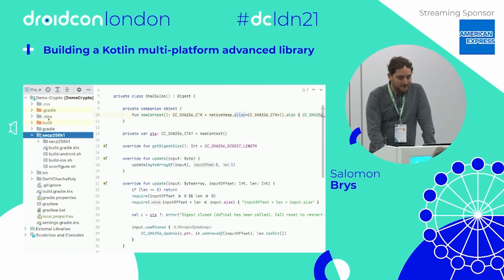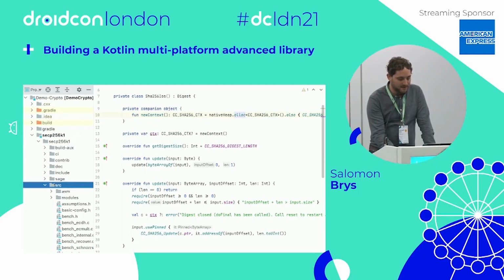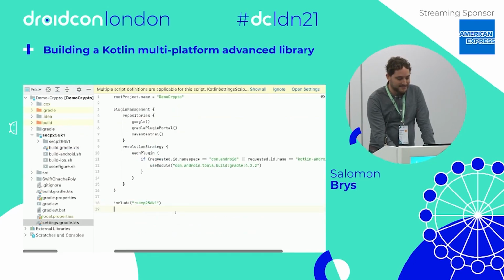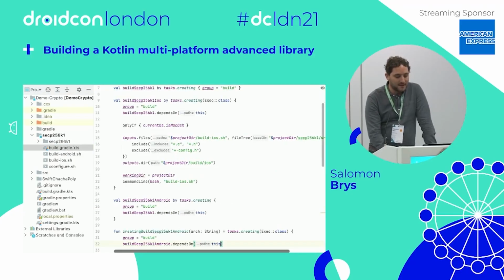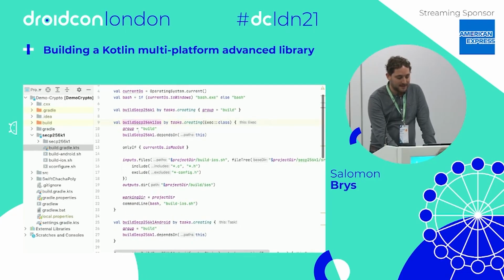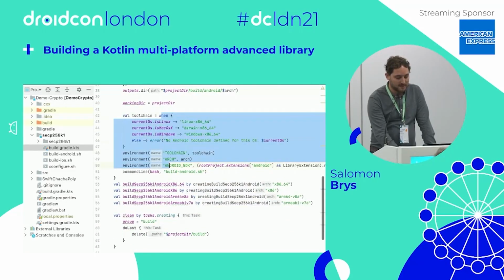I have the SecP256K1 entire source code, which is here. It's not mine, I've never touched it, and it's a C library with C files and C headers. And in my settings Gradle KTS, I've added SecP256K1. So now I have a Gradle module dedicated to building this library. And now that I have that, I can write the Gradle task, build SecP256K1 for iOS and build SecP256K1 for each Android target.